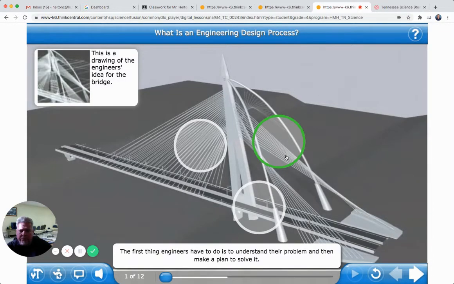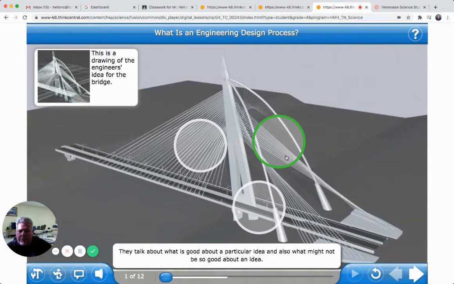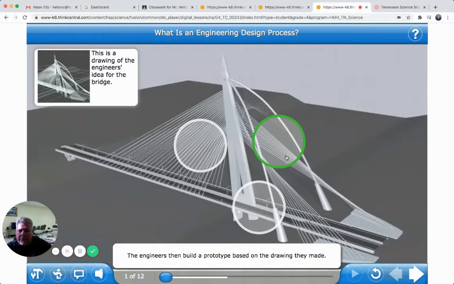The first thing engineers have to do is to understand their problem and then make a plan to solve it. This means engineers need to discuss many ideas. They talk about what is good about a particular idea and also what might not be so good about an idea. Once the engineers have decided on an idea they would like to try, they make a drawing of it. The engineers then build a prototype based on the drawing they made.